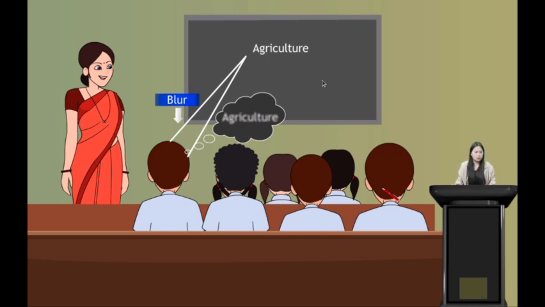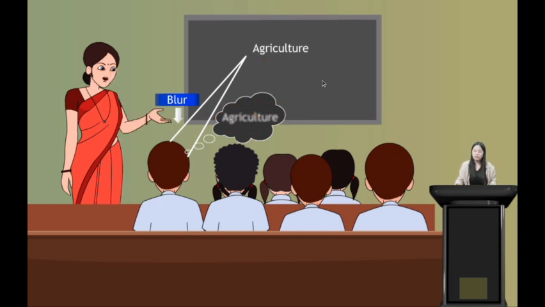Now, you must have also observed in your own class that all the students have different visual ability. Some students can see clearly even from the back, while some students cannot see clearly, so they have to sit in the front. Here, one of the students in this classroom cannot see the word agriculture written on the board clearly. It appears blurred to this student.